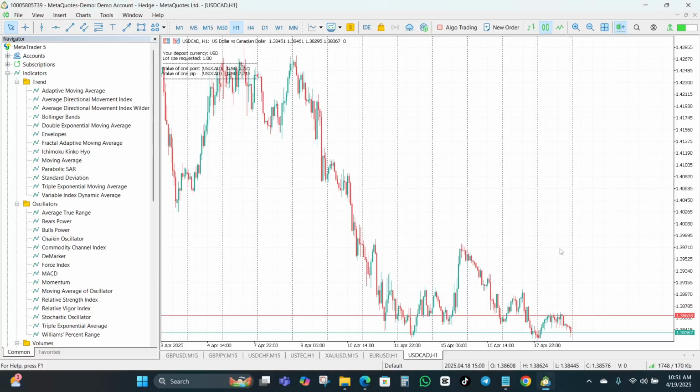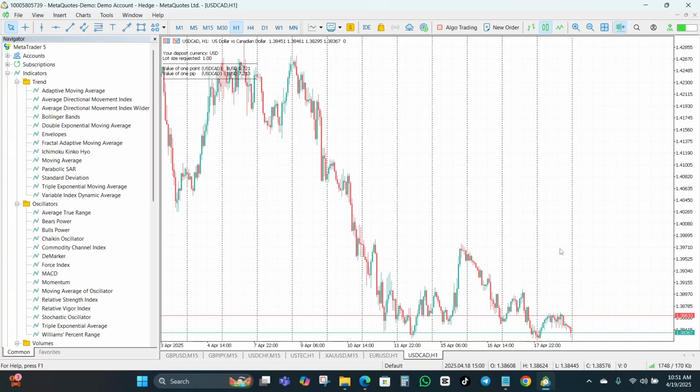When it comes to trading, trend is king. If you can identify the trend, you can trade in the direction of momentum and avoid being caught in choppy sideways markets. So in this video, we are breaking down the best trend indicators available inside MetaTrader 4 and MetaTrader 5. No need to install anything extra.